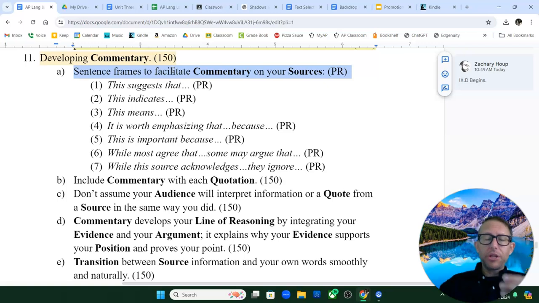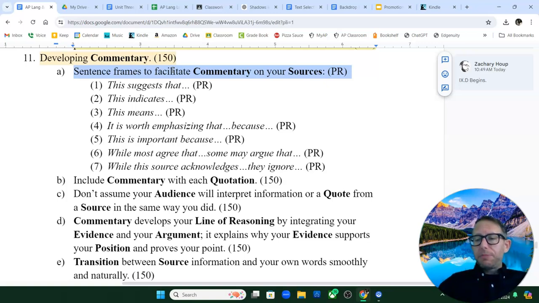And actually, this is easy enough and straightforward enough and important enough that I think I'm probably going to steal it and put some of these kinds of sentence frames into my lower level classes as well. Sentence frames to facilitate commentary on your sources. Look at what we've got here.